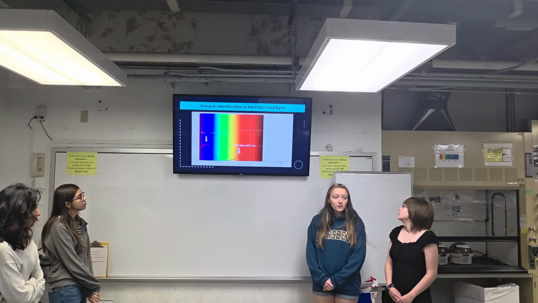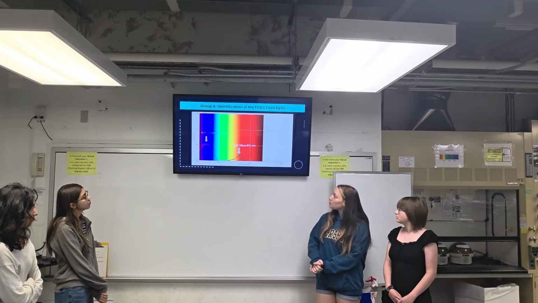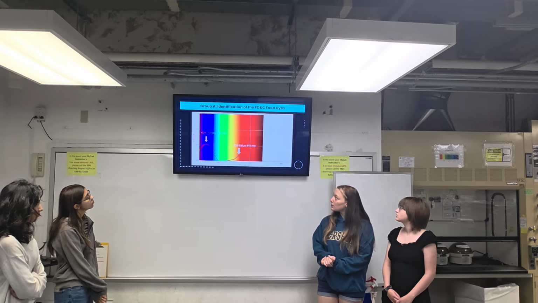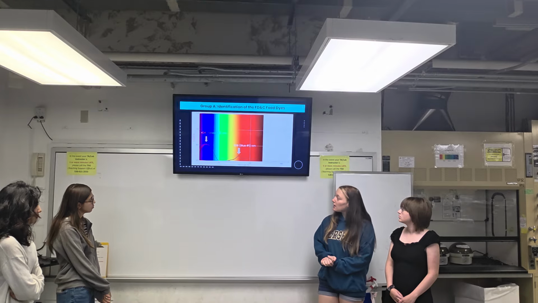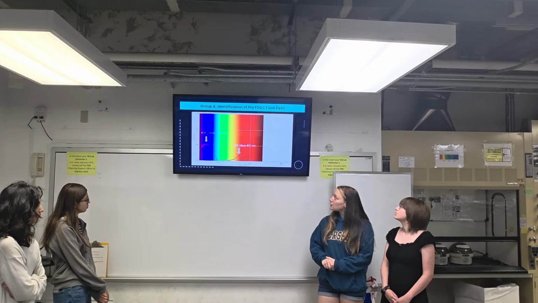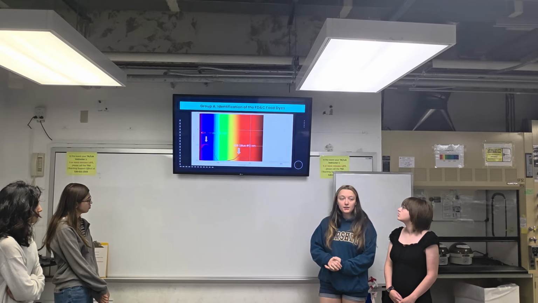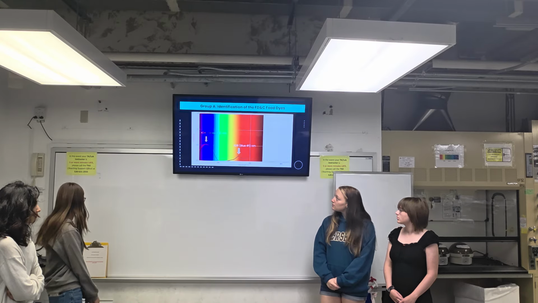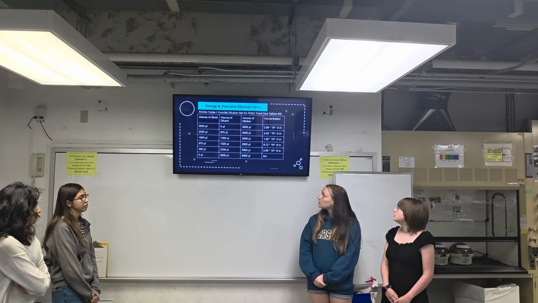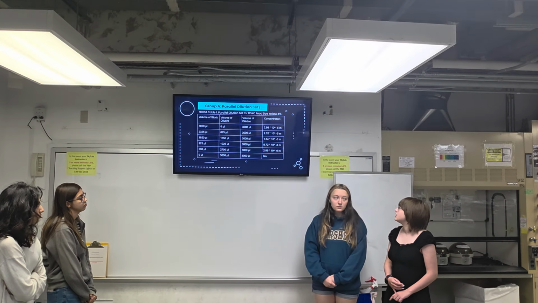So for our unknown substance, this was what our spectrograph was. Our first peak was at 425 nanometers, and that was the yellow number 5 that was in it. And our second peak was at 628 nanometers, and that was the blue number 1. And then these were the results that we got for our concentration.